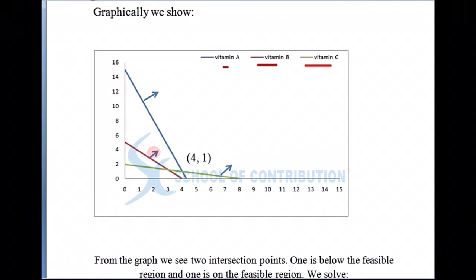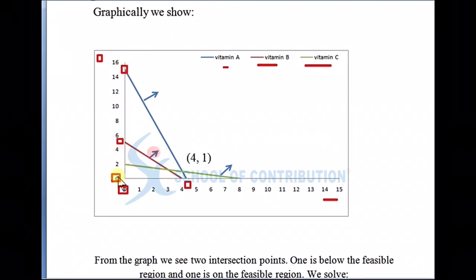So we plot x1 on the x axis and x2 on the vertical axis. When the value of x1 is 0, the intercept for x2 is 15, and when the value of x2 is 0, the intercept for x1 is 4.28. This is between 4 and 5. In the same manner, when x1 is 0, the intercept for equation number 2 is 5. This is between 6 and 4.